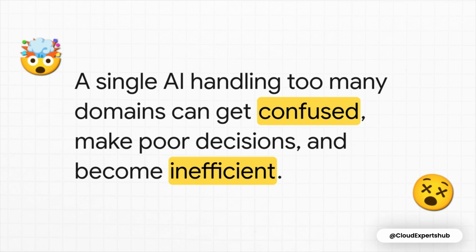Seriously, it's what some people are calling the overwhelmed genius problem. You see, frameworks like LangChain have shown that when you try to cram too many different skills or tools into a single AI, its performance just tanks. It starts getting confused, it makes bad decisions, and honestly, it becomes a total mess to manage. It's kind of like asking one person to be a doctor, a lawyer, and an astronaut all at the same time. It's just not going to work.